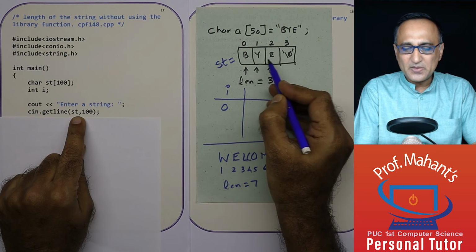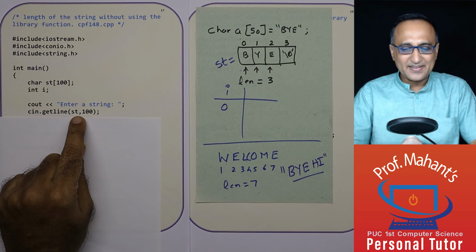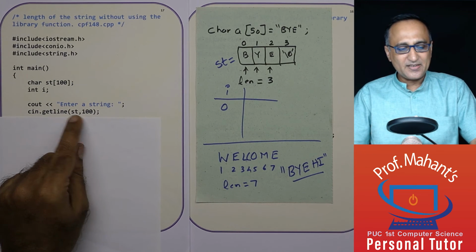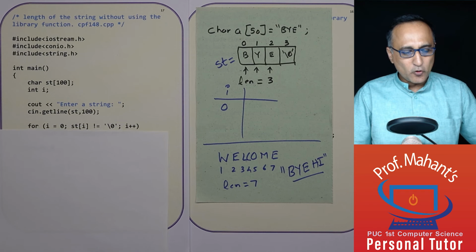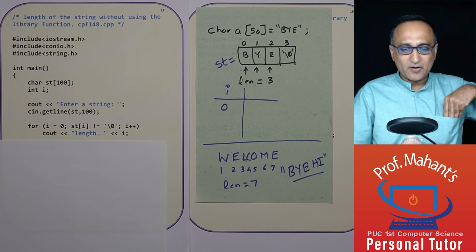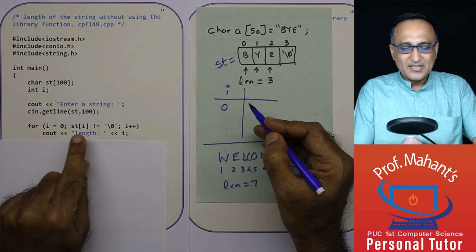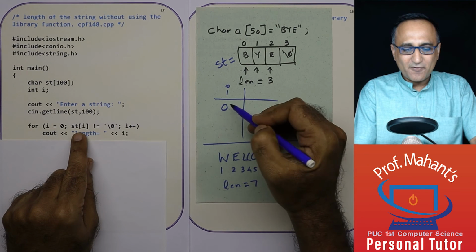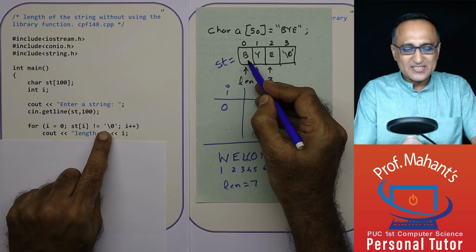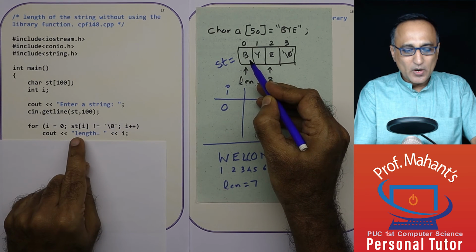Let us say I enter "bye" and I press the enter key. So what is going to happen? I have entered 3 characters and pressed the enter key. Now using the for loop, just see how easy it is to calculate the length of the string. I take i is equal to 0. Now what is st of 0? St of 0 is b. Is it equal to null? No. So I will come here.